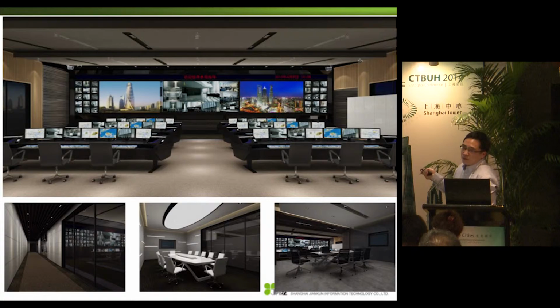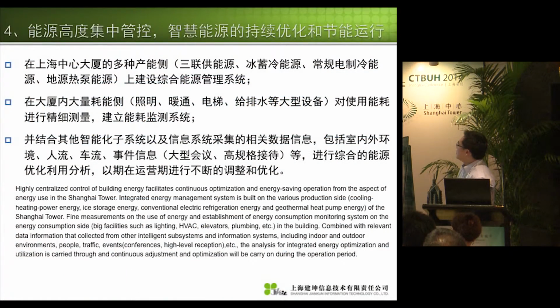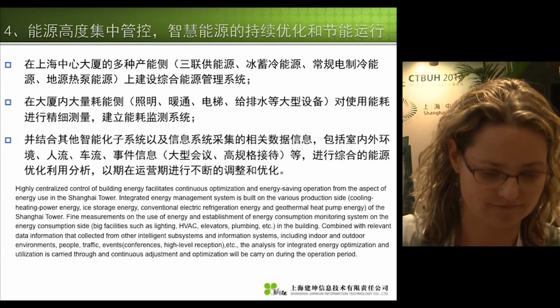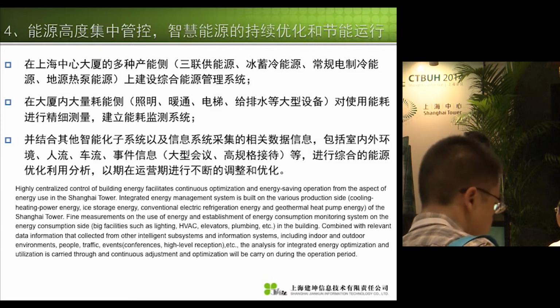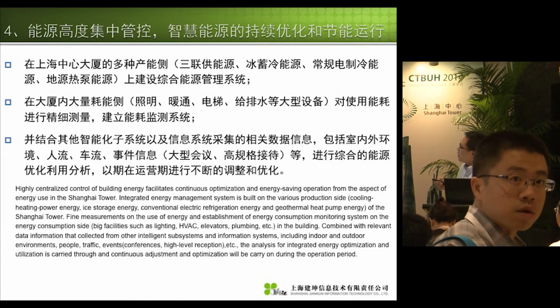So you can see this is the layout of our control room here, the decision-making conference room, and you can also see different working stations. And in front, you can see all this information shown on our big screen. And we can also see that the energy control and management is also centralized, because we would like to make continuous adjustment and continuous optimization.